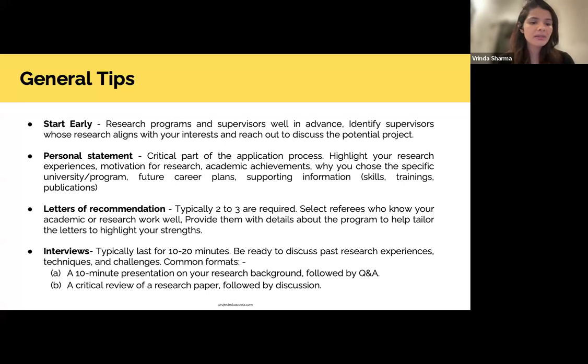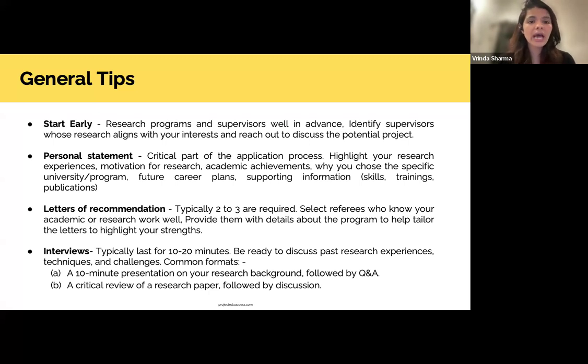Then next is your personal statement, and it's a very, very important part of your application. So make sure that you're highlighting a lot of things in that. You are highlighting your research experiences, why you're motivated for that, what achievements you've had so far, and what your future career plans are. Typically write your short-term plans and your long-term career plans and support that information with any relevant trainings or skills that you've acquired over the last few years. And if you have any publications, do try to mention that as well. Usually personal statements are anywhere between 500 to 1,000 words. So it's not a long essay, but it needs to cover all of these points.